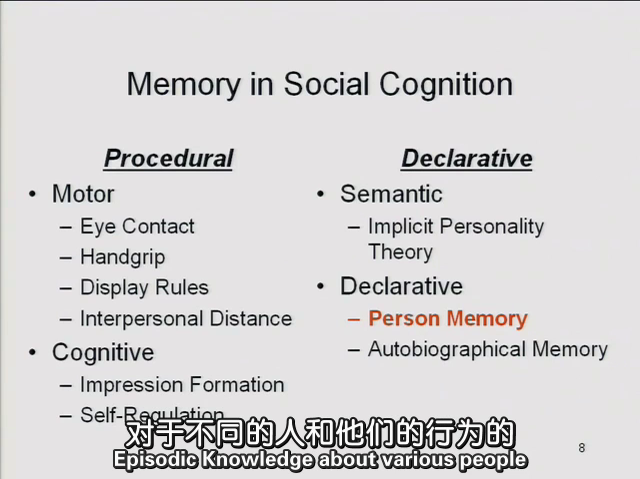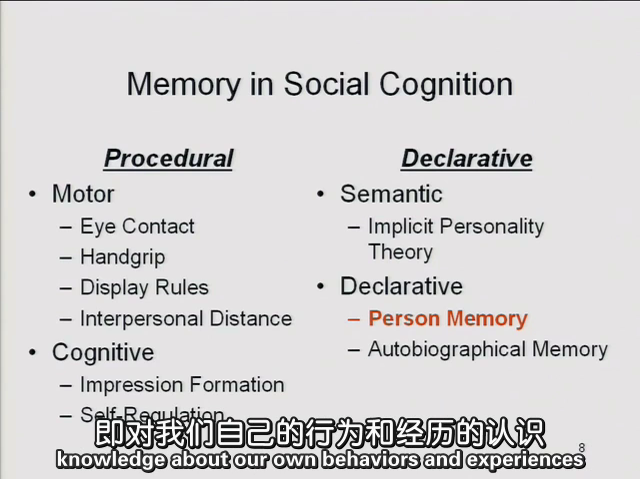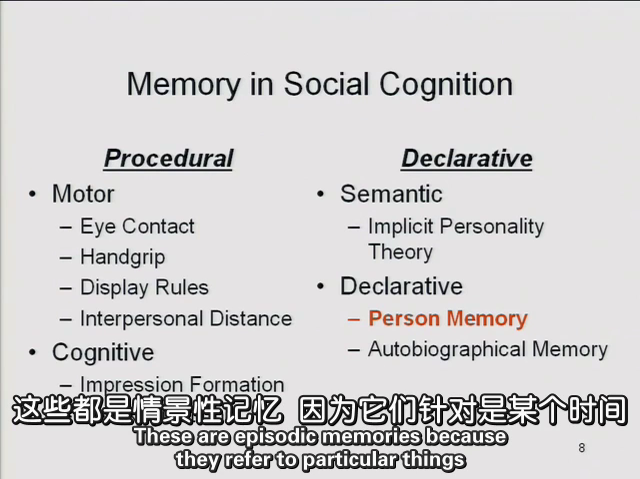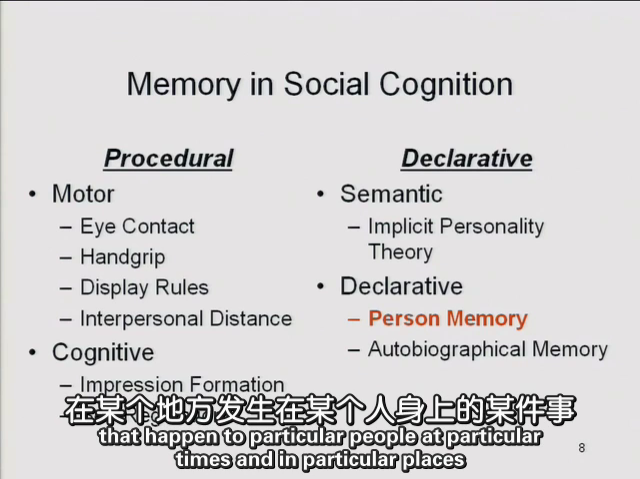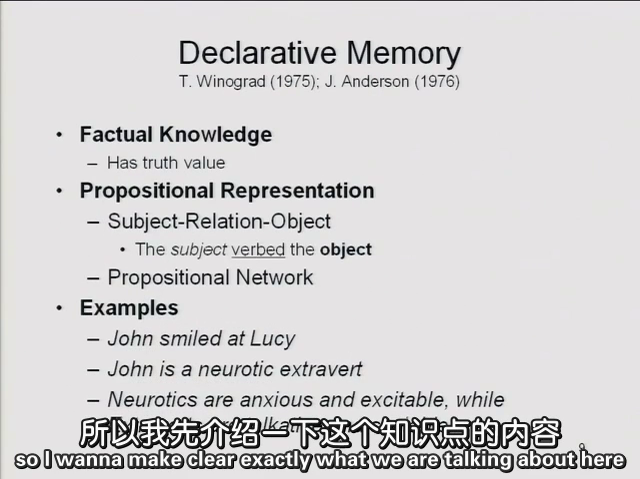Episodic knowledge about various people, their behaviors, and especially autobiographical memory, knowledge about our own behaviors and experiences. These are episodic memories because they refer to particular things that happen to particular people at particular times and in particular places.